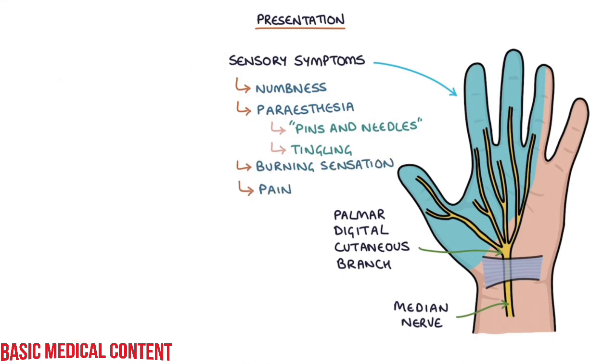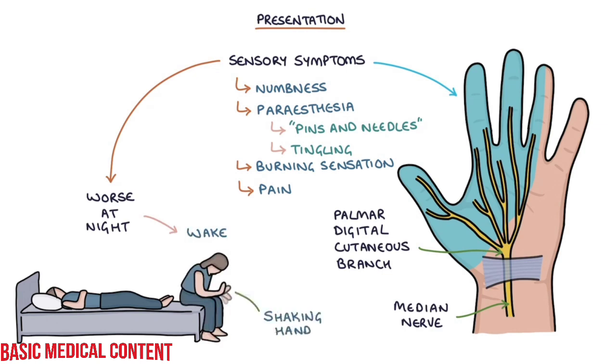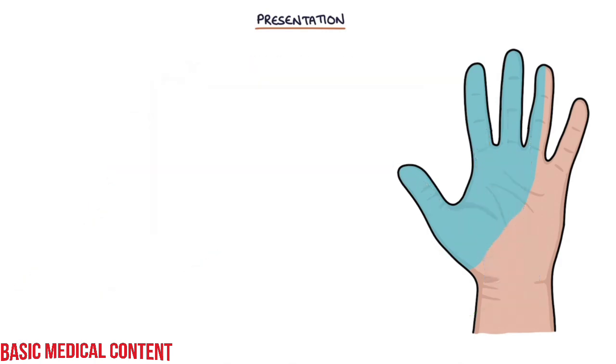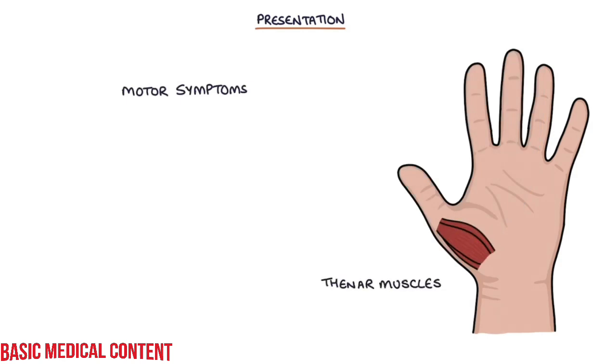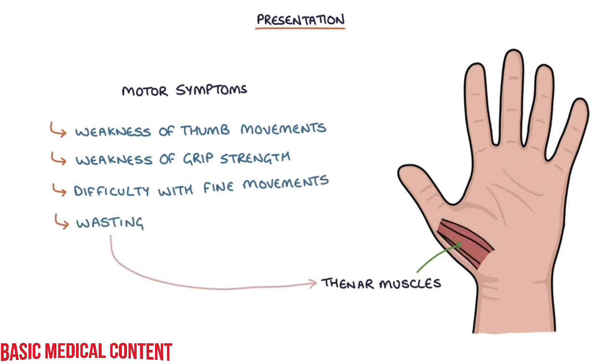Patients often find the sensory symptoms are worse at night time. The symptoms may cause them to wake up from sleep, and they may describe shaking their hand to try and relieve the symptoms. The motor symptoms of carpal tunnel syndrome affect the thenar muscles at the base of the thumb, with weakness of thumb movements, weakness of grip strength, difficulty with fine movements involving the thumb, and wasting of the thenar muscles, where there's muscle atrophy at the base of the thumb.